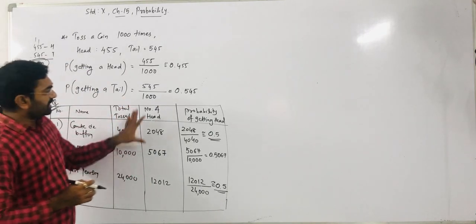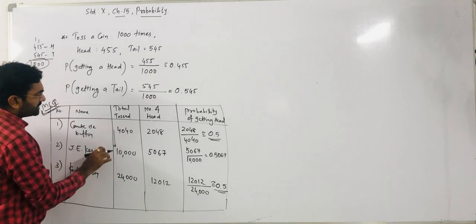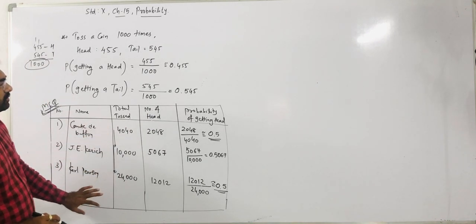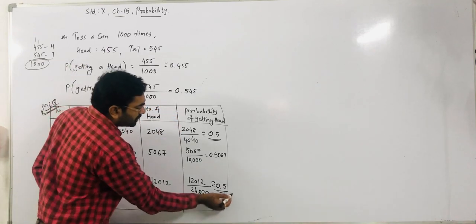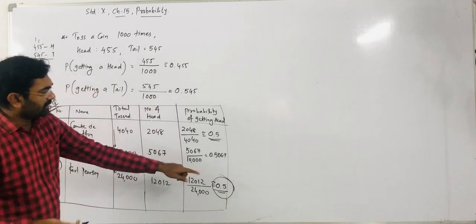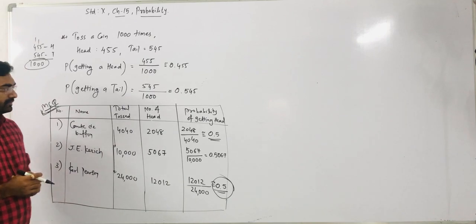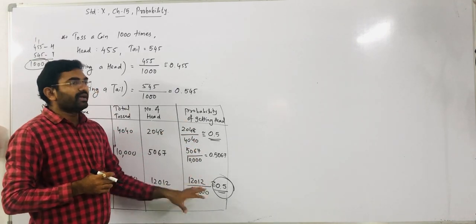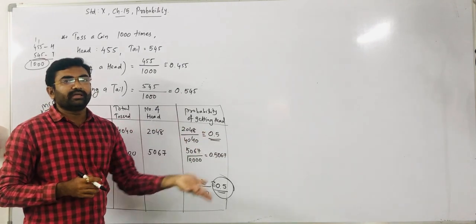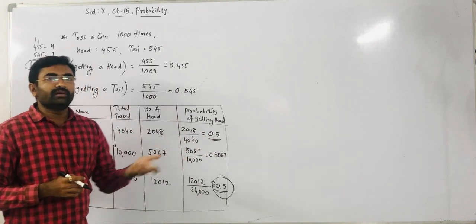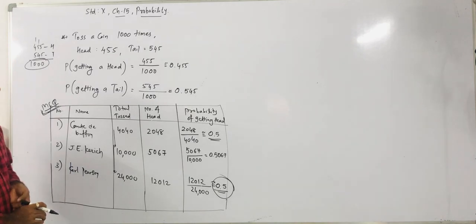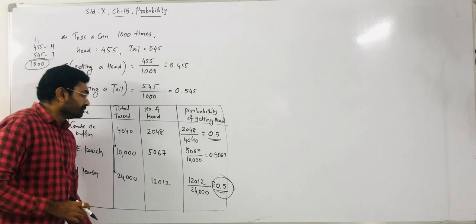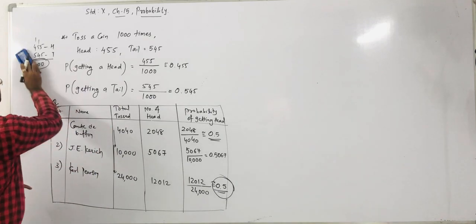Observing the three cases, as you increase the number of tosses, you get a value nearer to 0.5 as the probability of a head. Similarly, the probability of getting a tail is also nearby 0.5. That is how we can represent the probability of getting a head. It is given in the textbook.